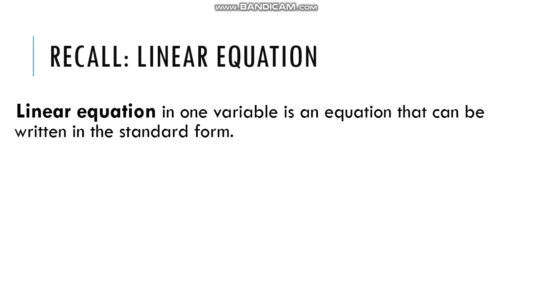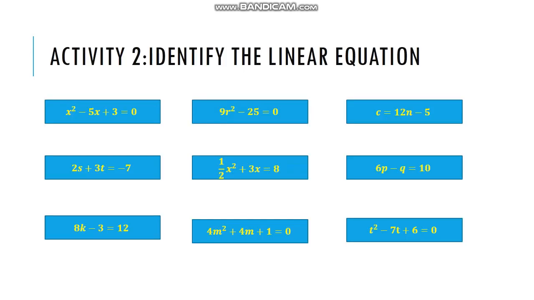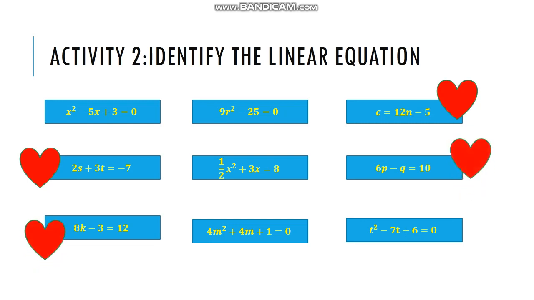A linear equation in one variable is an equation that can be written in the standard form bx + c = 0. Let's try to identify the linear equation. 2s + 3t = -7. Very good. c = 12n - 5. 8k - 3 = 12. And 6p - q = 10. Wow, great job.